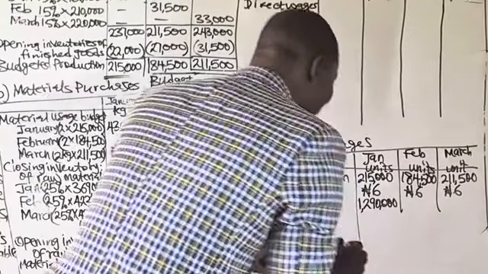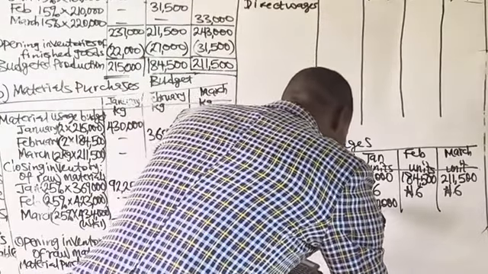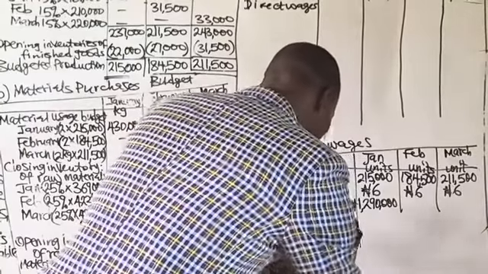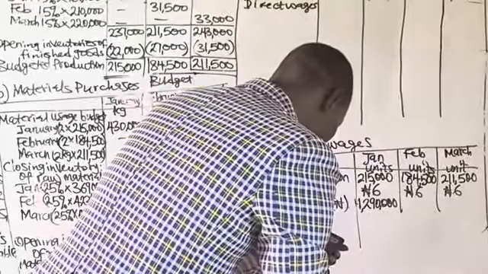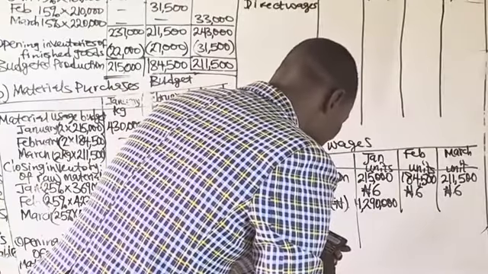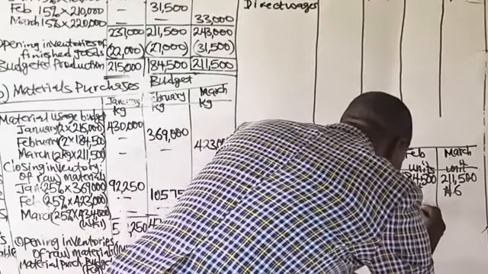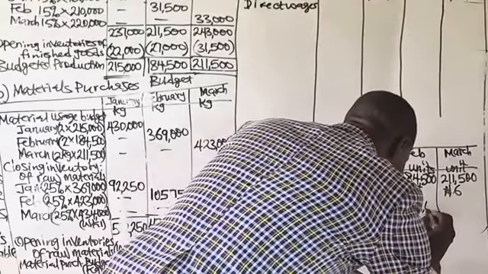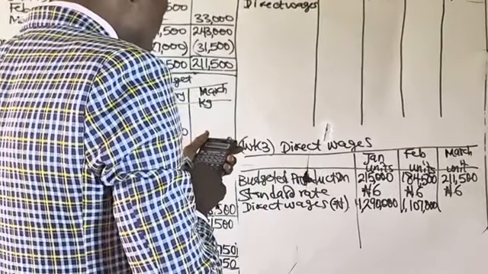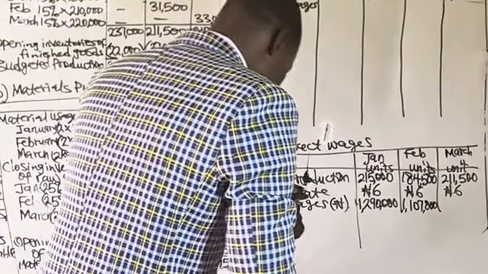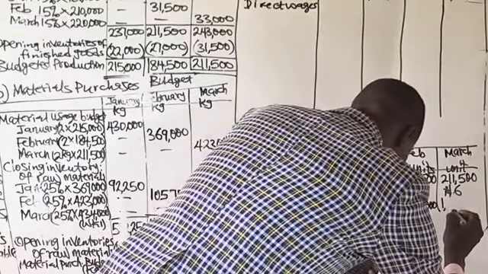1,290,000. In the month of February, the direct wages amounted to 184,500 times 6 naira. That gives us 1,107,000. And in the month of March, you have 211,500 times 6 naira. That gives us 1,269,000.